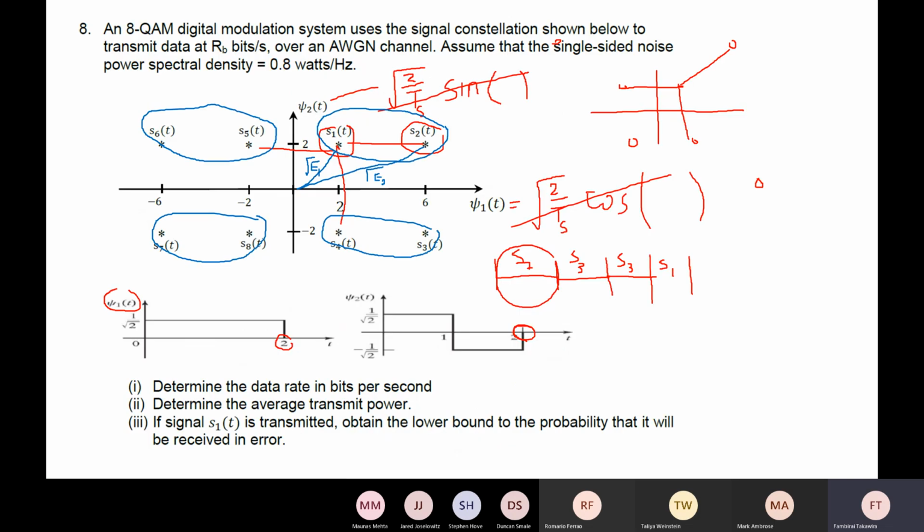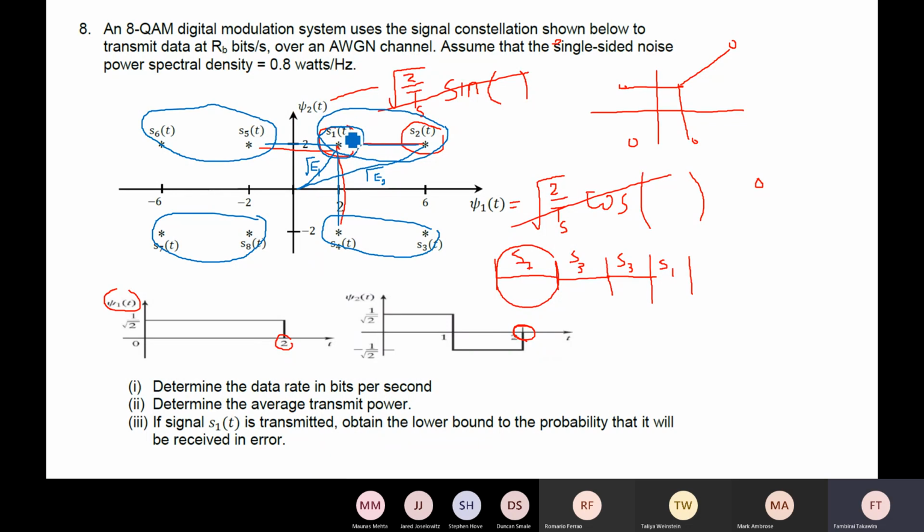Then the last part is, if we transmit S1, obtain a bound to the probability that it will be received in error, which is the symbol error rate. So in this case, we transmit S1. A simple approximation is that S1 is likely to be mistaken for the signals that are closest to it. And in this case, the signals that are closest to S1 are S2, S4, and S5.